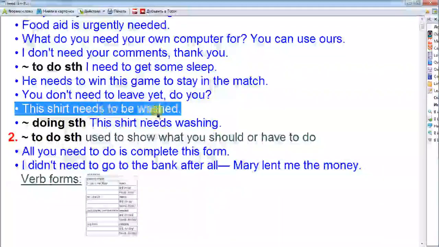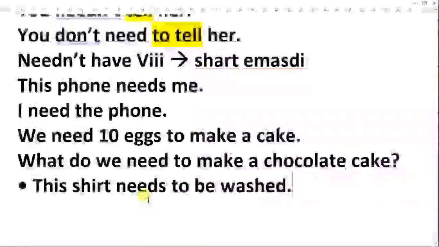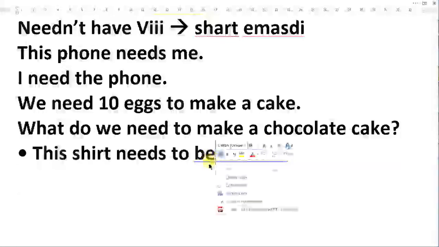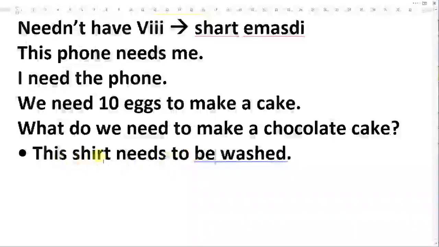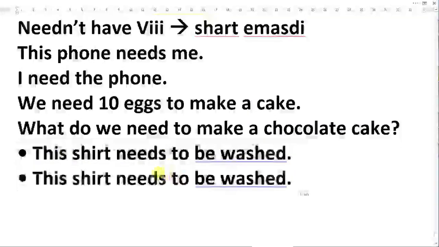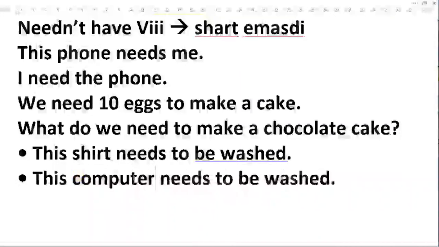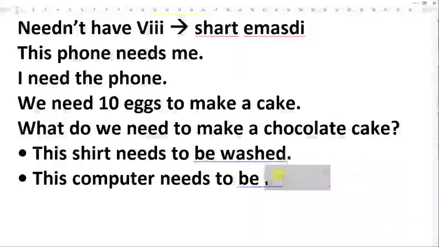This shirt needs to be washed. This shirt needs to be washed. This shirt needs to be washed. For example, this computer needs to be fixed. Correct.